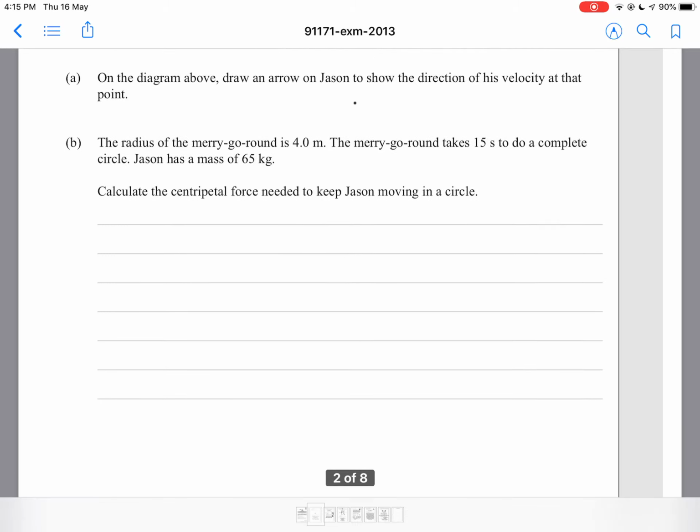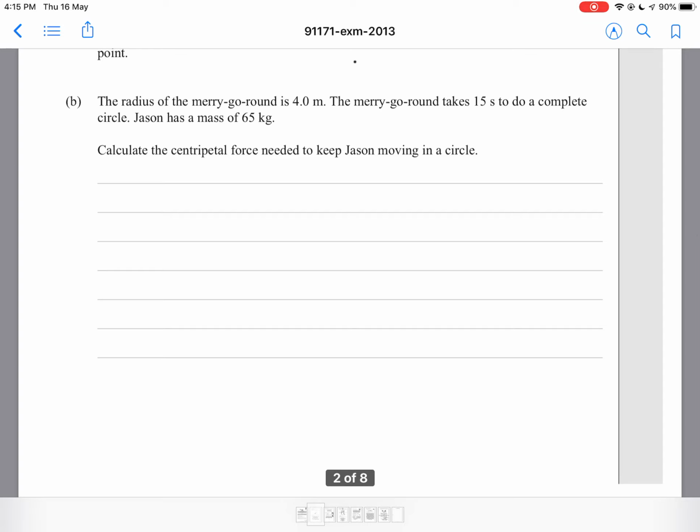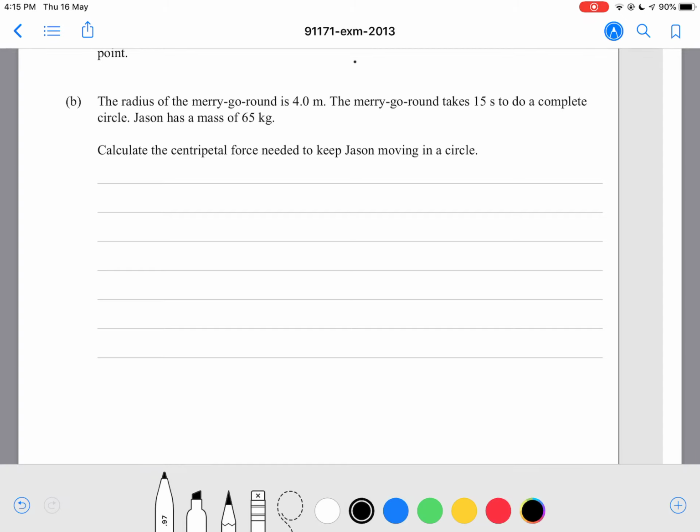Shouldn't be too difficult. The radius of the merry-go-round is 4 meters. The merry-go-round takes 15 seconds to do a complete circle. Jason has a mass of 65 kilograms. Calculate the centripetal force needed to keep Jason moving in a circle.